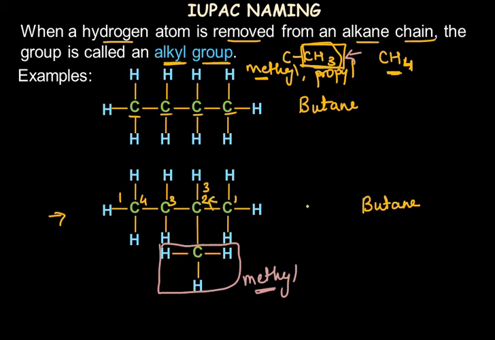So now number the substituent group, that is 2-methyl. So we have numbered and named the substituent group and then named the longest chain with its name of the homologous series. So 2-methylbutane is the name of this organic compound.